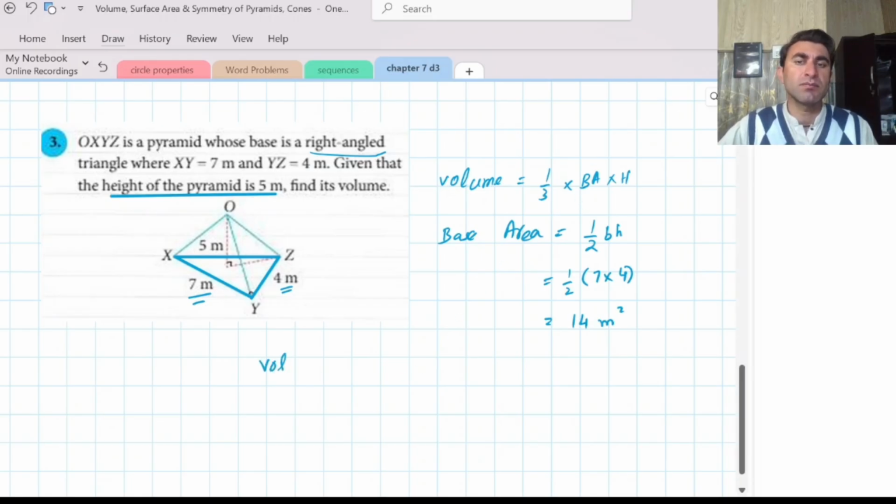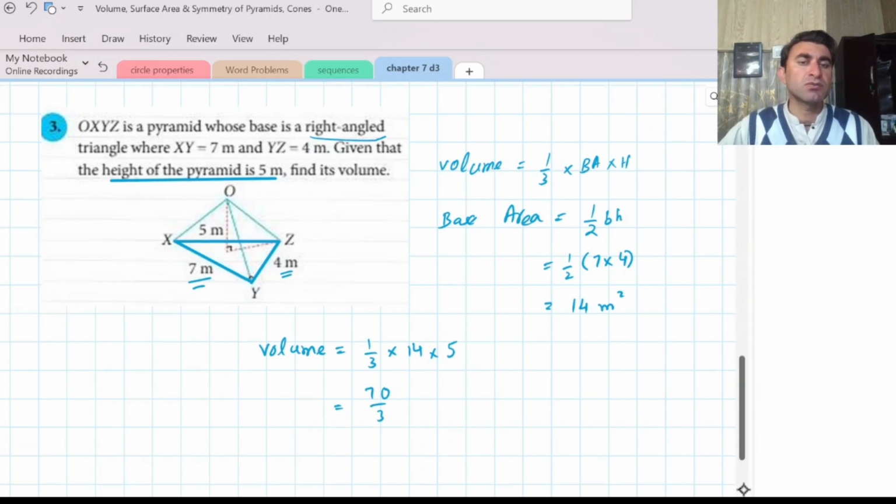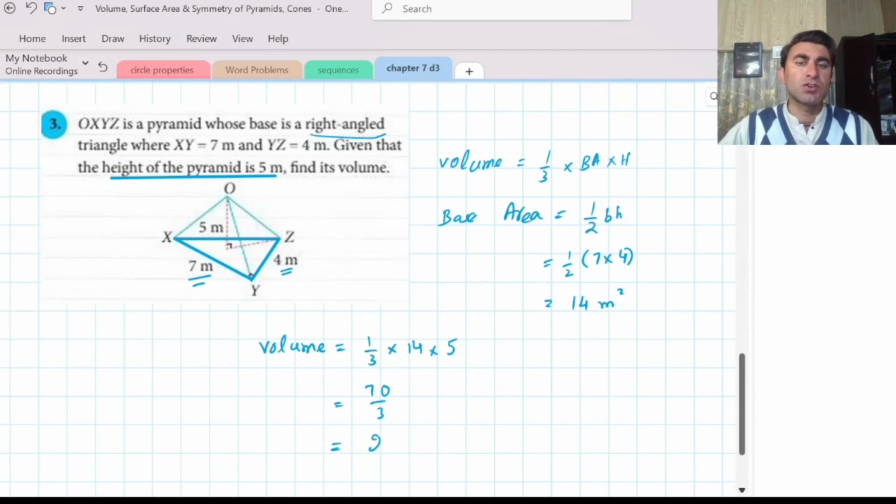So volume shall become one third the product of 14 and height, which was 5, so it is 70 divided by 3, and after we use a calculator to calculate its value, it will be 23.33 meter cube, correct to 2 decimal places, or otherwise I can also write it as 23 whole 1 upon 3 in meter cubes. So that was question number 3.